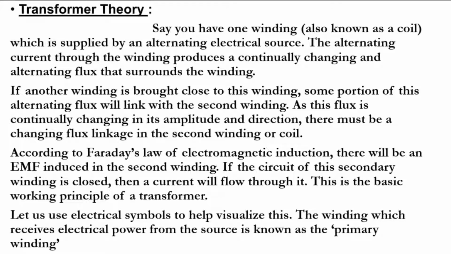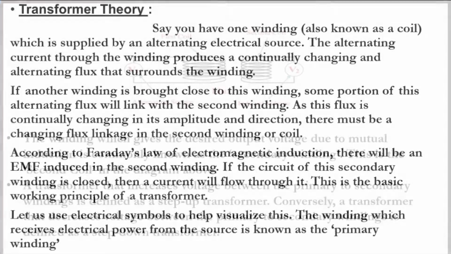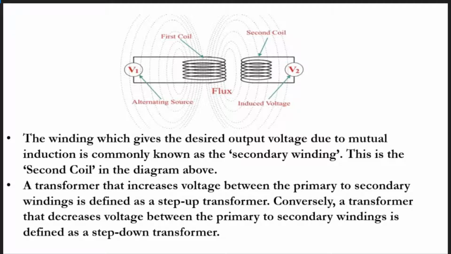Let us use electrical symbols to help visualize this. The winding which receives electrical power from the source is known as the primary winding. The winding which gives the desired output voltage due to the mutual induction is commonly known as the secondary winding. This is the second coil in the above diagram. A transformer that increases voltage between primary and secondary winding is defined as a step-up transformer. Conversely, a transformer that decreases voltage between the primary and secondary winding is defined as a step-down transformer.